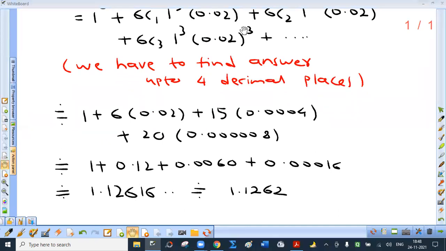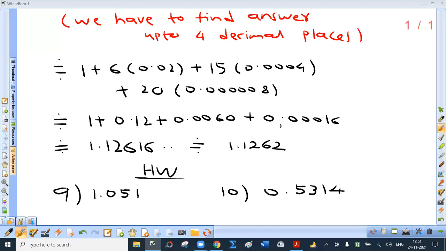So 1.12616, but we have to find the answer correct up to 4 places of decimal. So 1.1262. See, this sign is for approximate value. Ninth and 10th are similar sums, and for homework, these are the answers.